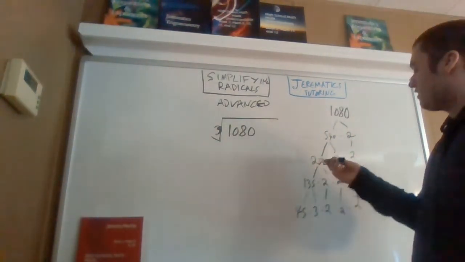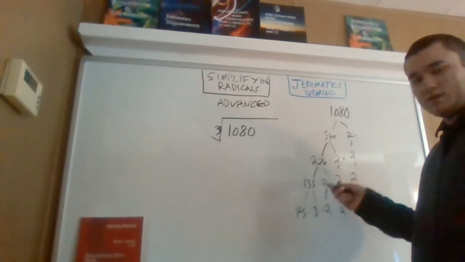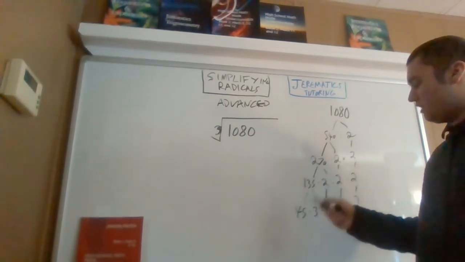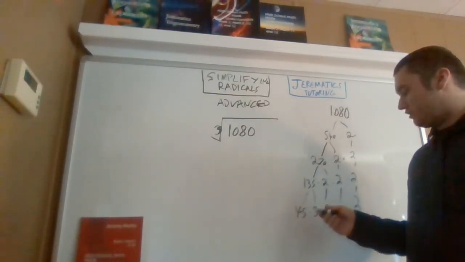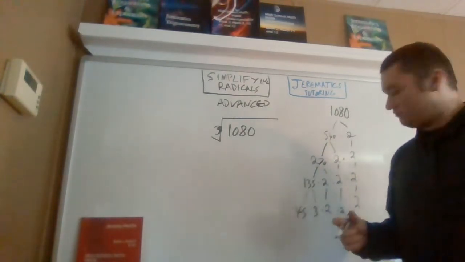So for example, 135 times 2, 270, times 2, 540, times 2, 1080. 45 times 3, 135 times 2, 270, times 2, 540, and then times 2 again, 1080.